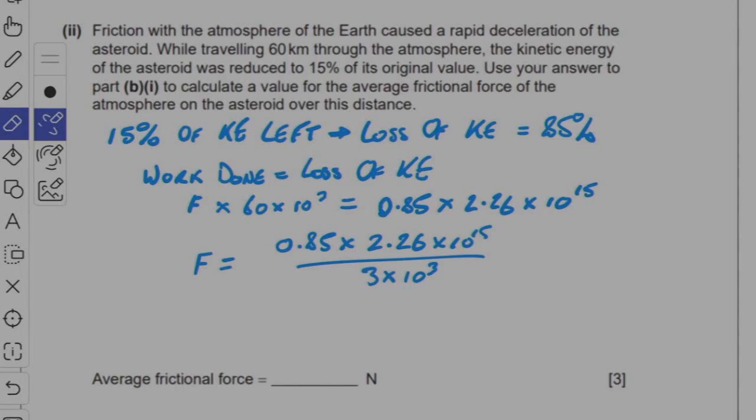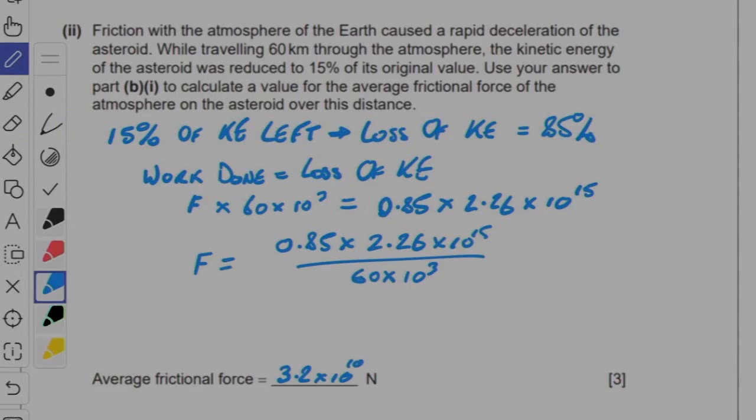Sorry, I'm just noticing that I have 3 times 10 to the 3 where I should have 60 times 10 to the 3. Let me just correct that. And that gives us a value, after putting it through the calculator, of 3.2 times 10 to the 10 newtons. So a massive, massive force.